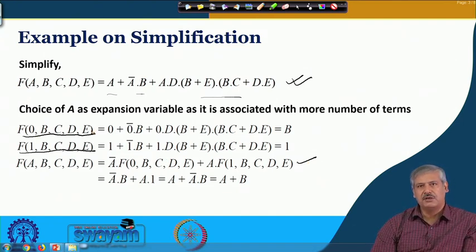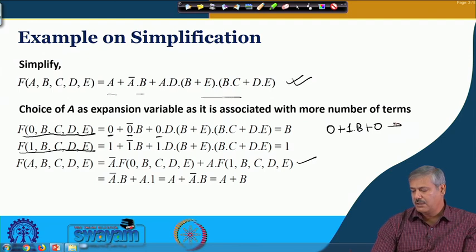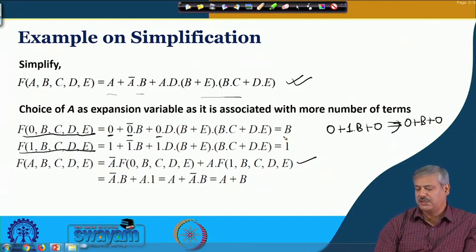F0 B C D E, this expression, how will you get it? If you substitute, this is 0, this is 0 complement ANDed with B, and this is 0 ANDed with the rest of the things. Whenever this is 0, in the OR gate it does not contribute in any way; it is dependent on the other inputs of the OR gate, and this is ANDed with 0, which means this generates a 0. So, basically you have 0 plus 0 prime, which is 1, ANDed with B, plus 0. So, you get 0 or B or 0, and ultimately the result is B.